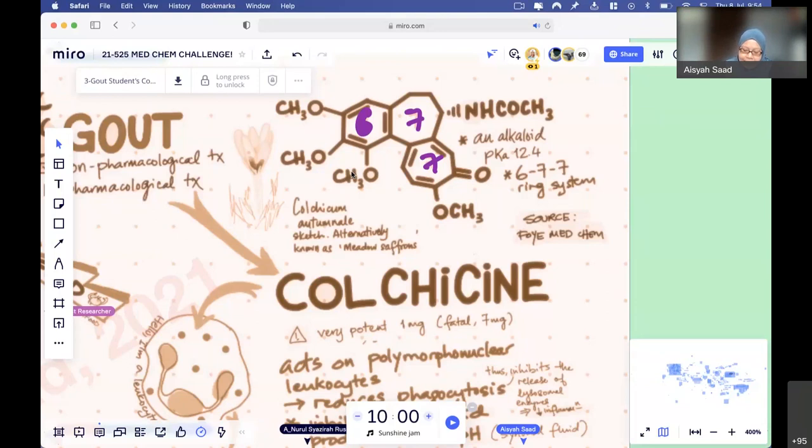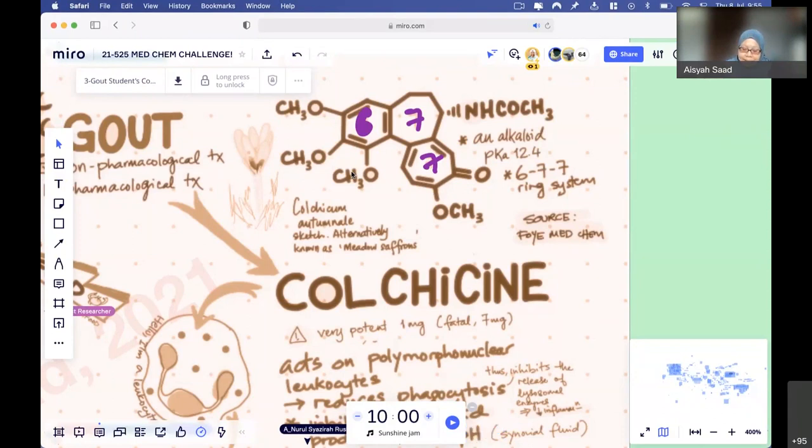Because colchicine just reduces the inflammation, it will usually be paired up with probenecid. With probenecid, it will help to expel the uric acid out. Basically it promotes the body to expel uric acid through the kidney. Therefore, there is less uric acid in the body, and it reduces the chances of patients getting gout. So probenecid is used for chronic treatment of gout.